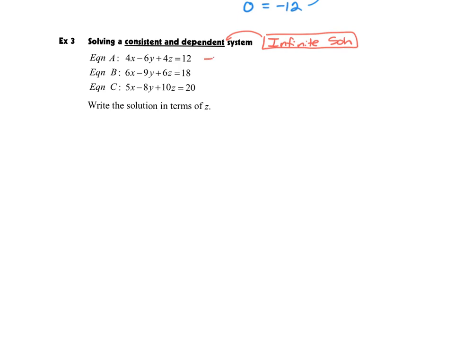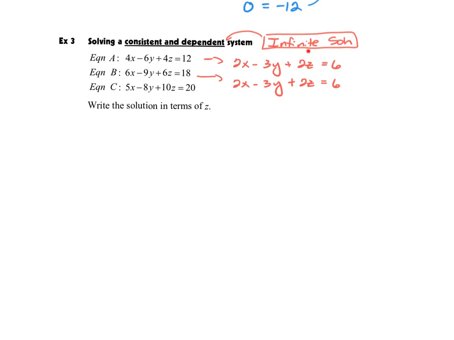Equation A, if I divide everything by 2, I end up with 2x minus 3y plus 2z equals 6. And if I take equation B and I divide it by 3, I get 2x minus 3y plus 2z equals 6. So I can see from the very beginning that two of my equations are in fact the same equation.